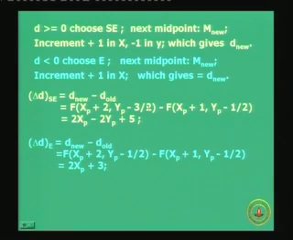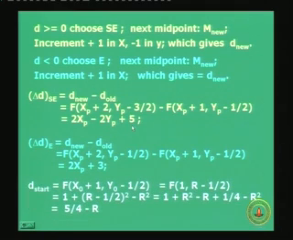Instead of 3 by 2 for the choice of southeast, since we are choosing east, it is y p minus half minus d old here, and that difference, which you can calculate yourself, will come as 2 x p plus 3. So, if you are choosing east, you increment the decision variable by 2 x p plus 3, whereas if you choose southeast, you increment by 2 x p minus 2 y p plus 5.